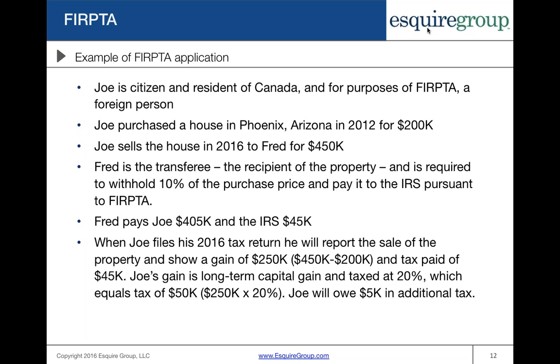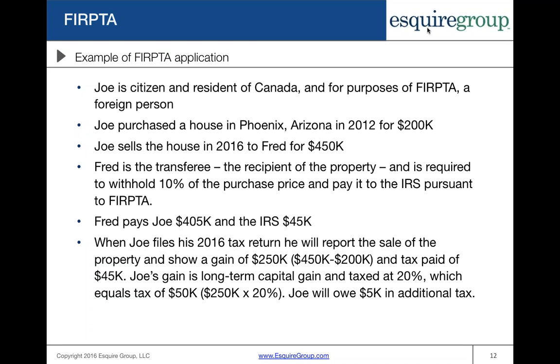Now, if you remember, the normal FIRPTA withholding rate is 15%. But because this is a residence and because the sale's for less than $1 million, we get the reduced FIRPTA withholding of 10%. So in this instance, the $450,000 that Fred is going to pay for the property is broken up by paying $405,000 to Joe and FIRPTA withholding of $45,000 to the IRS. So now Joe has to file his 2016 tax return to report the sale of the property. Now, he paid $200,000 for the property. He's selling it for $450,000. We have a gain of $250,000. So he would report that $250,000 as a gain on his tax return, and he would also report that he's paid $45,000 in tax because that $45,000 is the FIRPTA withholding that was paid by Fred on Joe's behalf.